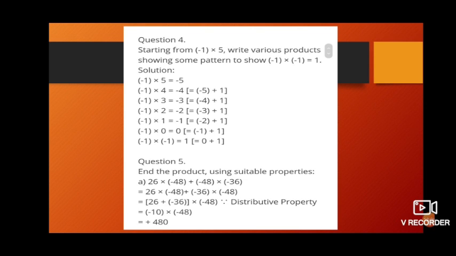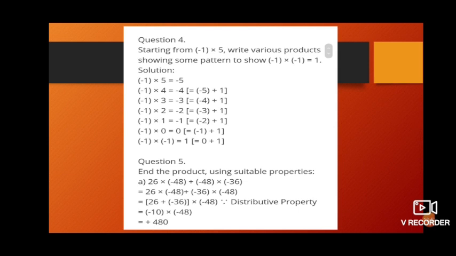0 into anything, children, 0. Keep it in your mind. 0 into anything. It's an integer, it's a rational number, it's a real number. Whatever it may be. It's a person also. 0 into anything, 0. That's it. So, minus 1 into 0, 0. Minus 1 into minus 1, 1 ones are 1. Both the negatives will give positive.